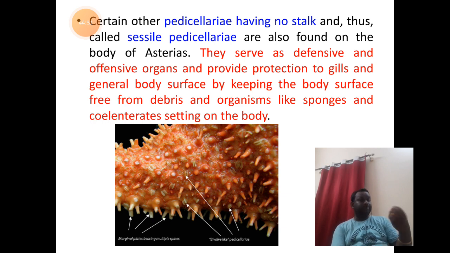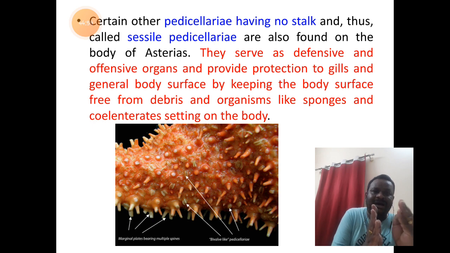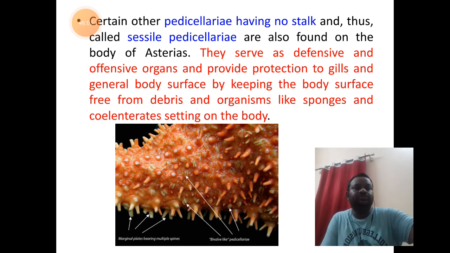They also help in protection of the gills on the body surface. They keep the body free from the attachment of debris particles and organisms like sponges or coelenterates, which require a substratum to attach. So it cleans up all these structures. In the picture you can see bivalvate structures, which are minute yellow colored structures attached to the body.